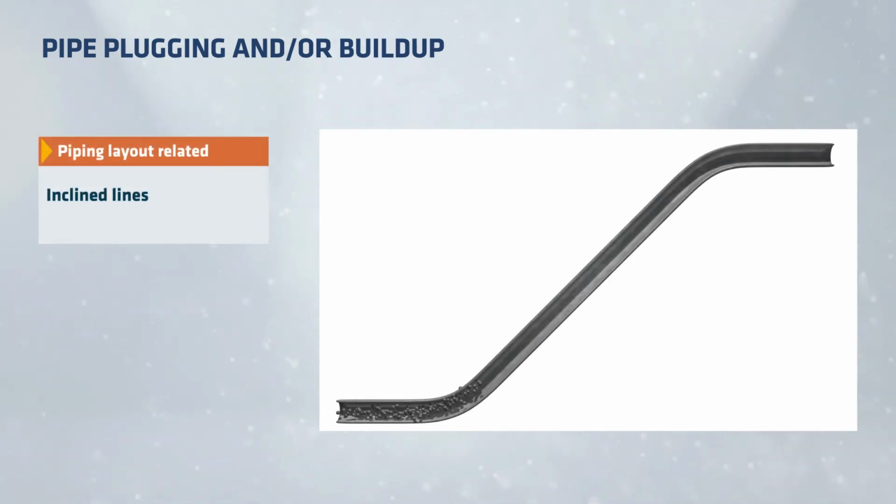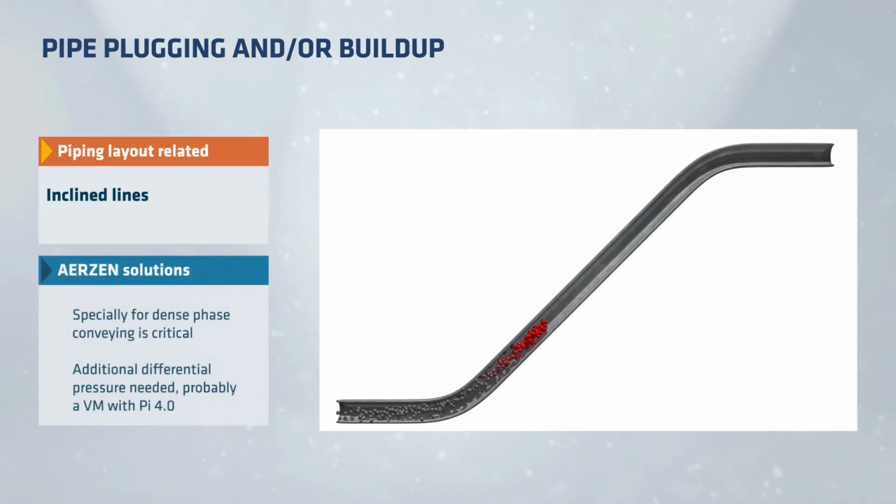Inclined lines. This is critical, especially in dense phase conveying, because the pressure losses due to increased friction are too high. If pipe layout can't be modified, then the differential pressure in the compressor must be increased to its maximum capacity.